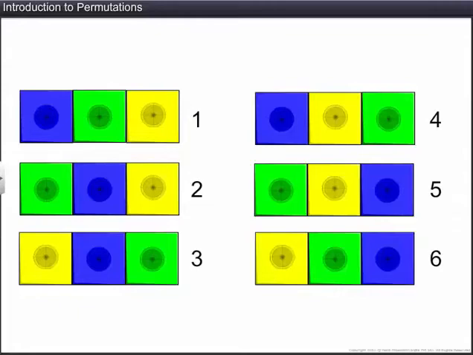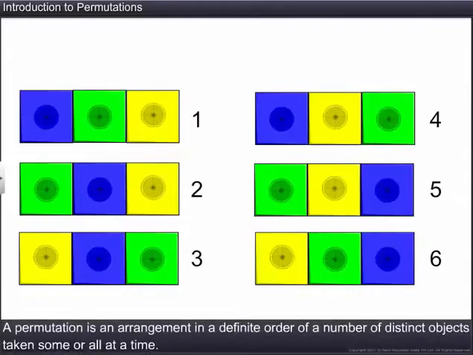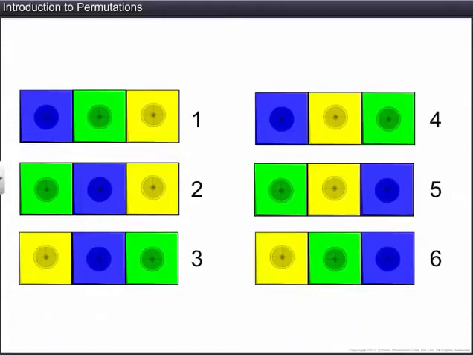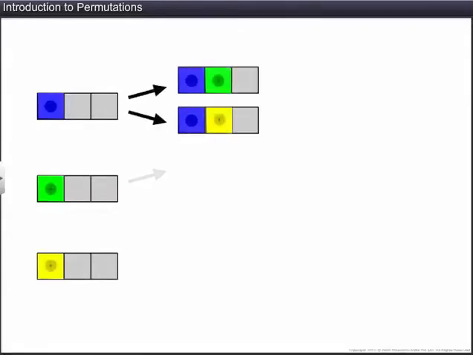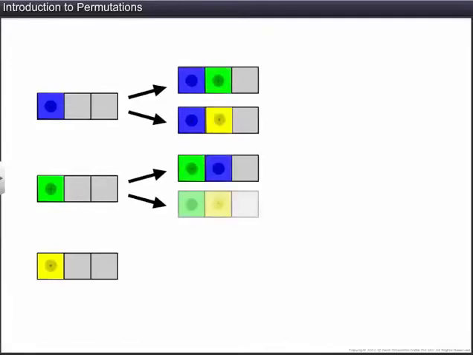Here, each arrangement is called a permutation. We can define a permutation as an arrangement in a definite order of a number of distinct objects taken some or all at a time. Let's analyze the pattern of permutations. For the first place of the tiles, we have a choice of 3 tiles. When the second position has to be filled, we have a choice of 2 tiles.